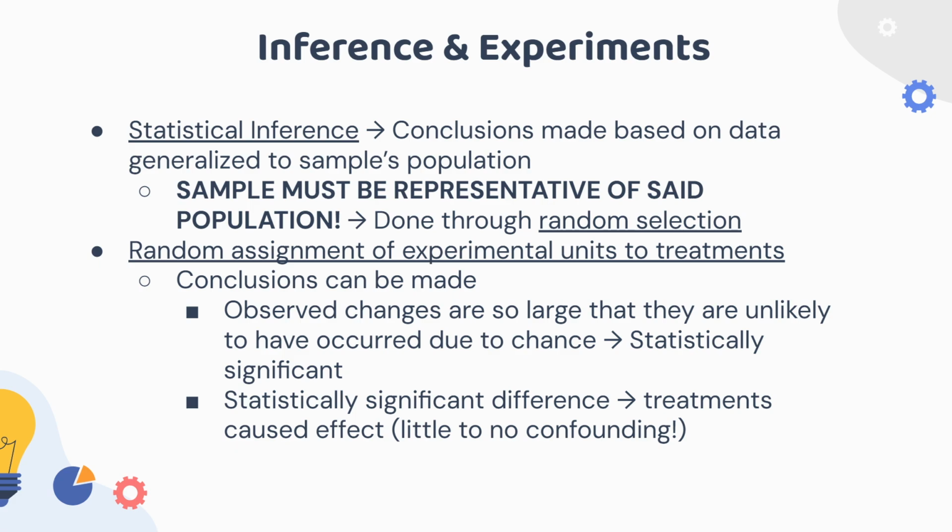Anyway, statistical inference, like I said, is conclusions made based on data generalized to the sample's population. So the sample must be representative of said population. It has to be, and the way you do that is through random selection. You have to do random sampling to ensure that the sample is representative of the population. Because if the sample is not representative of a population, what are you going to generalize it to? How are you going to generalize it?